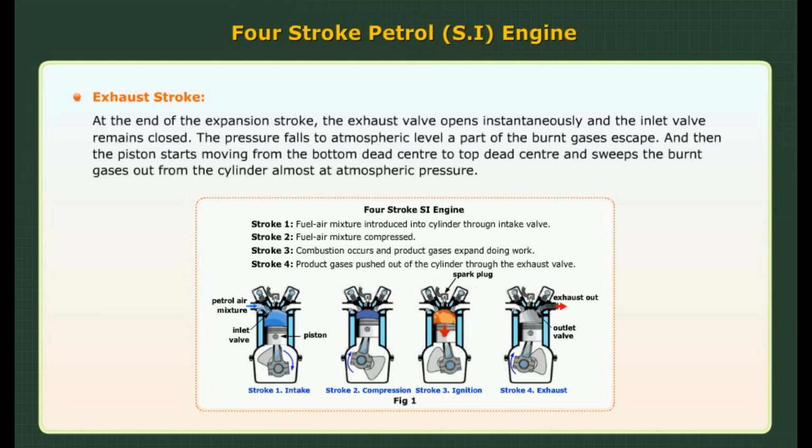Exhaust stroke. At the end of the expansion stroke, the exhaust valve opens instantaneously and the inlet valve remains closed. The pressure falls to atmospheric level. A part of the burnt gas escapes. And then the piston starts moving from the bottom dead center to top dead center and sweeps the burnt gases out from the cylinder almost at atmospheric pressure.